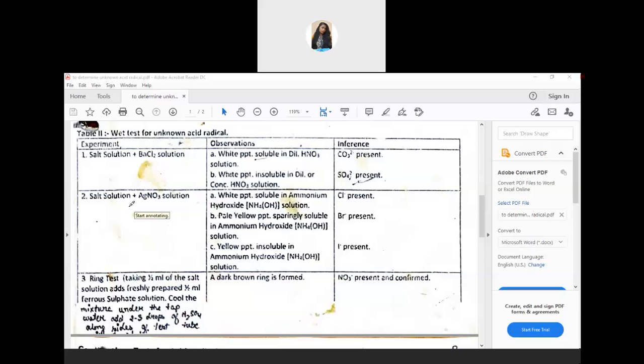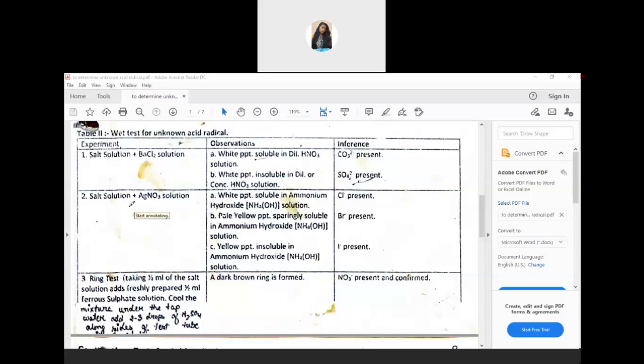If a pale yellow precipitate is found at the bottom of the test tube, then you have to add ammonium hydroxide. After adding ammonium hydroxide, if the precipitate is soluble, that means bromide ion is present. If a yellow precipitate is found at the bottom of the test tube, then you have to add ammonium hydroxide. If the yellow precipitate is insoluble in the ammonium hydroxide, that means iodide is present. If the yellow precipitate is soluble in the ammonium hydroxide, then iodide will be absent, right?